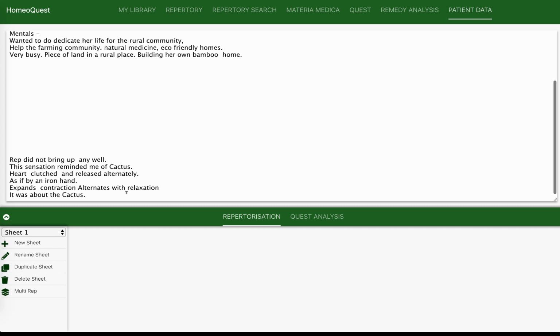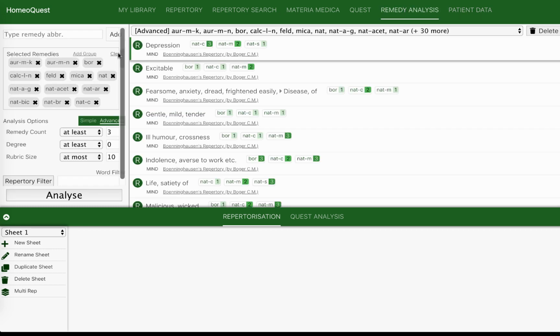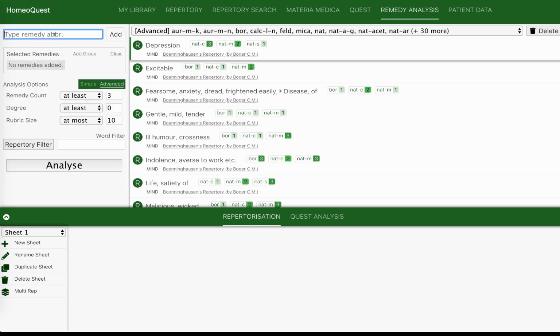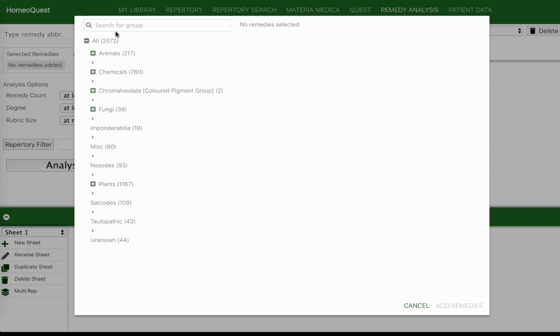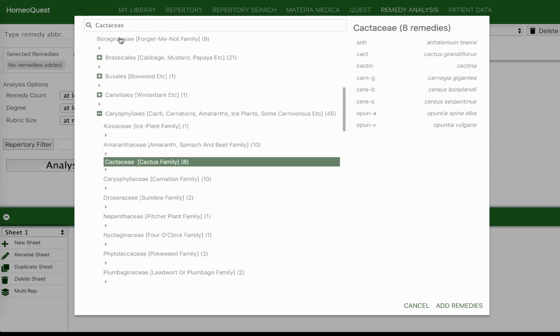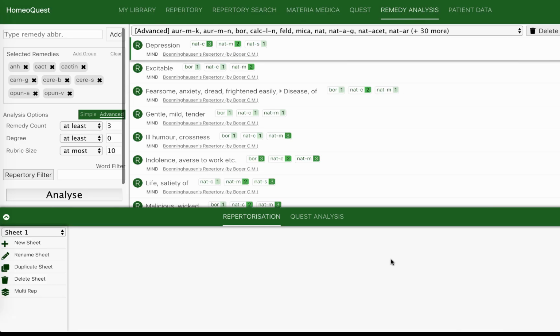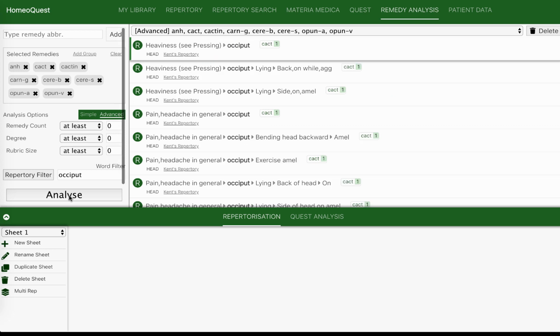Because I thought there must be so many other remedies I don't know in the cactus family, and these pains are so important. So I'll do a very quick remedy analysis of the cactus family here. We'll just go add a group. Let's look at the cactus family, and let's add not a lot of remedies, about 8 remedies, so not a very big family here.